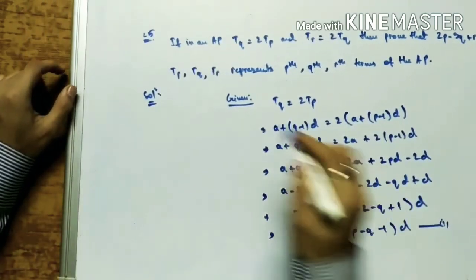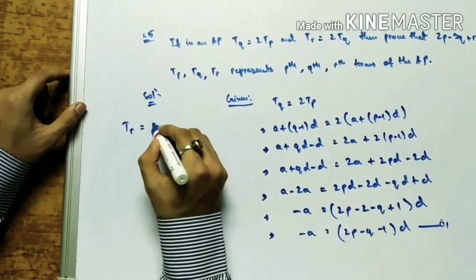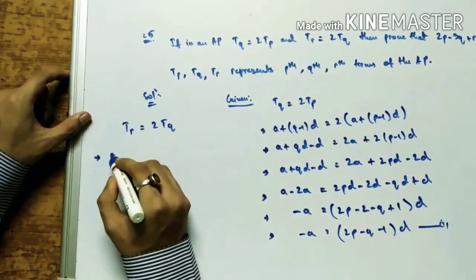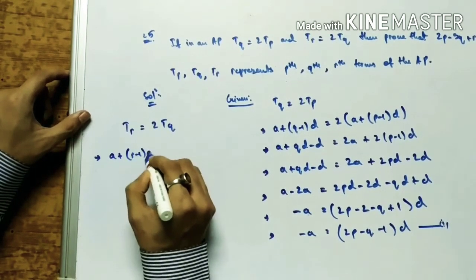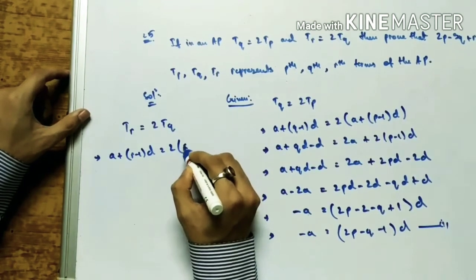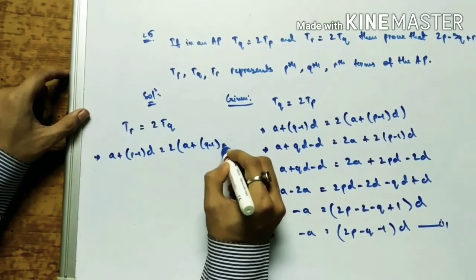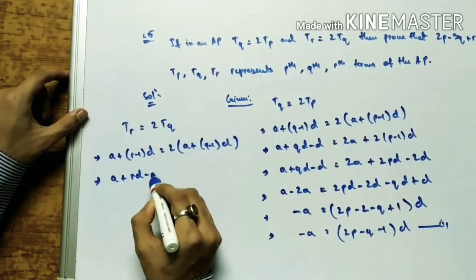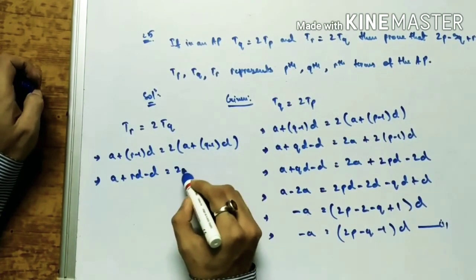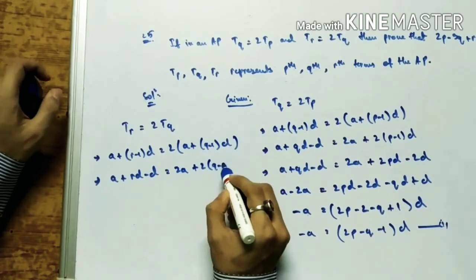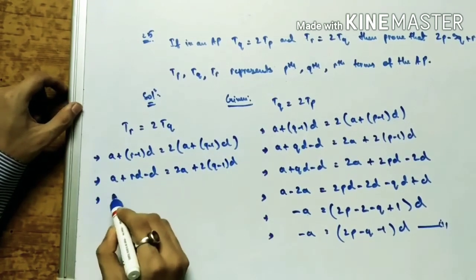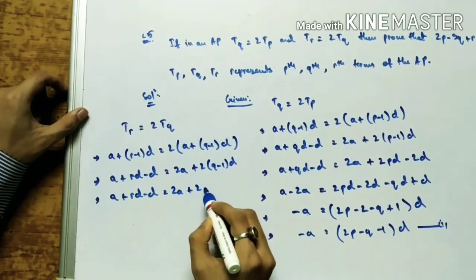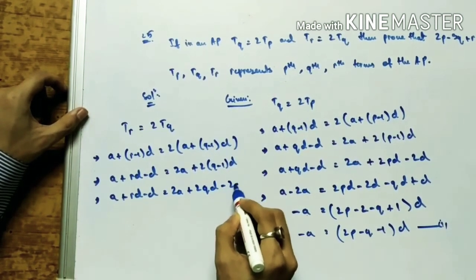And then next it is given that TR is equal to 2TQ. So this is the rth term of an AP, which I can write as A plus (R minus 1)D is equal to twice (A plus (Q minus 1)D). So this is A plus RD minus D is equal to twice A plus twice QD minus twice D.